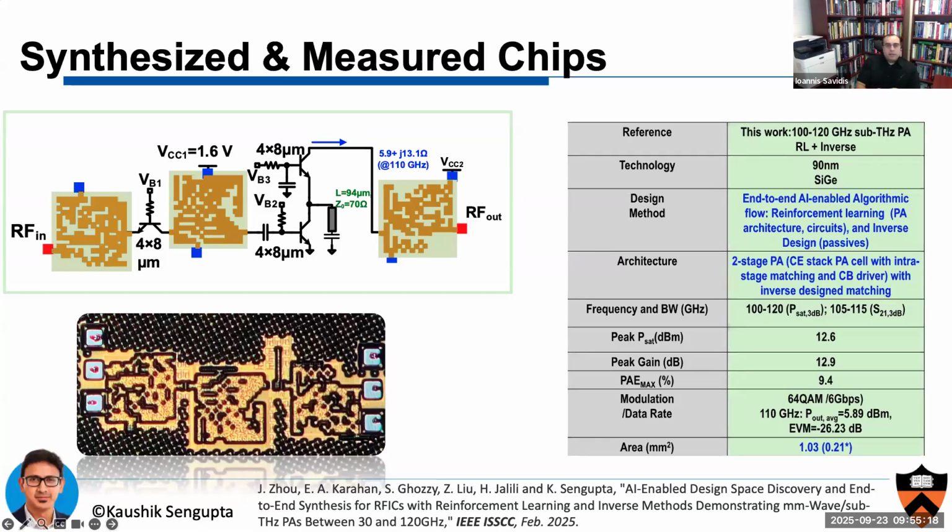So for the 110 gigahertz design, they have a common emitter stack. The intra-stack inductor has been manually replaced with a transmission line length, and then they use the inverse design, their own ML models, to design the input, output, and interstage matching networks, and then the common base driver provides the extra gain.